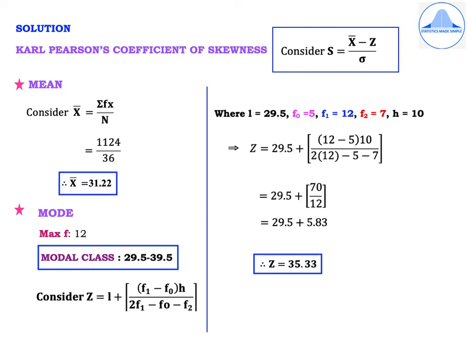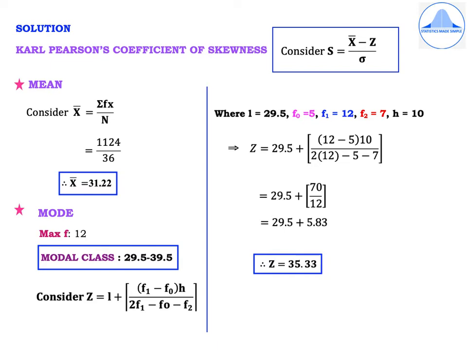Next, we have to find out the mode. To find out the mode for continuous data, the first step is to find out the maximum frequency. So the maximum frequency is 12, and look at the corresponding class interval, and that's called the modal class, which is 29.5 to 39.5. Then write the formula for the mode for continuous data. So consider z equal to L plus f1 minus f0 into h divided by 2 f1 minus f0 minus f2.